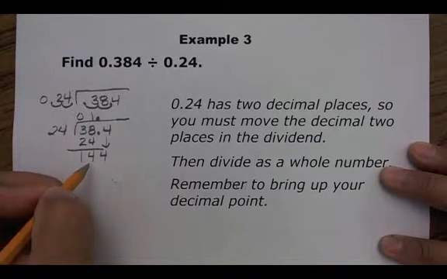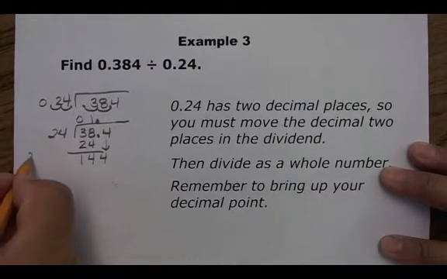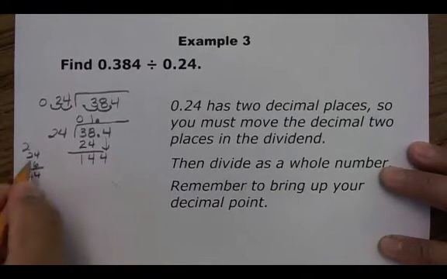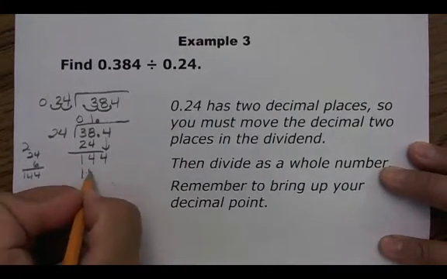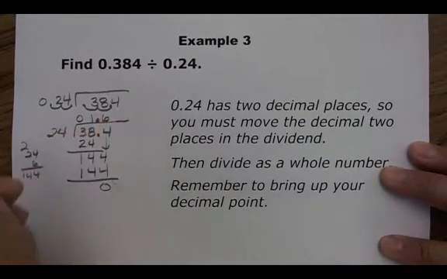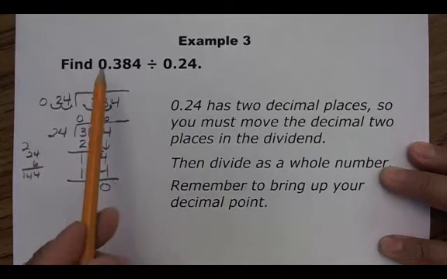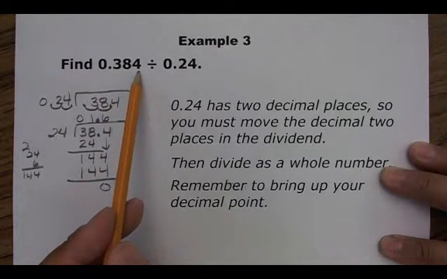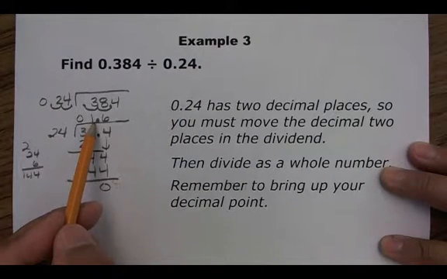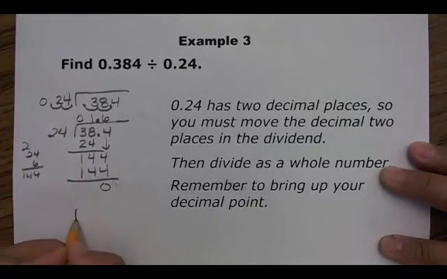24 goes into 144, I think 6 times. Let's check that. 6 times 4 is 24, carry the 2, 6 times 2 is 12, 14. So 144, remainder 0, bring the 6. So 384 thousandths divided by 24 hundredths is equal to 1.6.